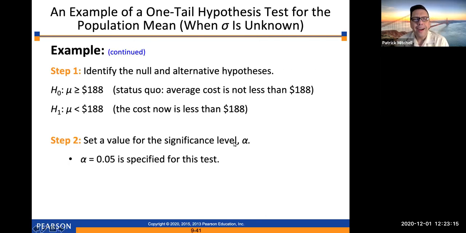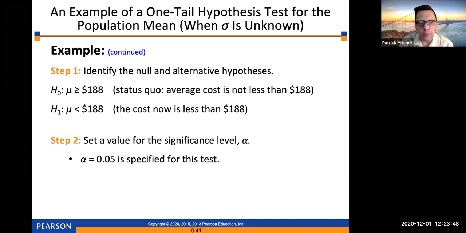All right, so step one is to identify the null and alternative hypotheses. The travel agent's claim was that the average cost is now less than $188, so that would be our alternative hypothesis. And then the null hypothesis would be the status quo, which is that the average cost is not less than $188. Step two, set a value for the significance level alpha.